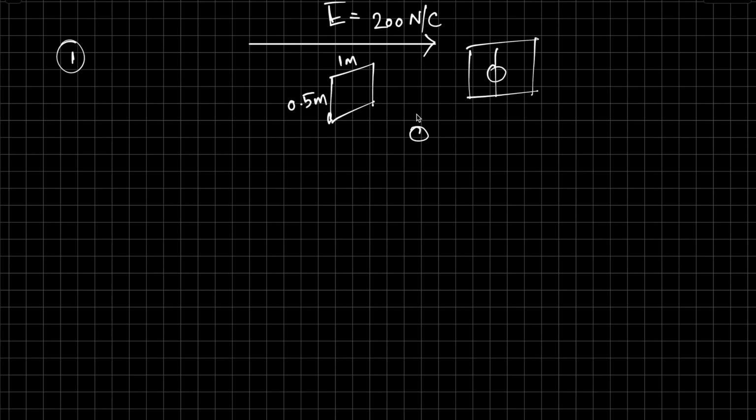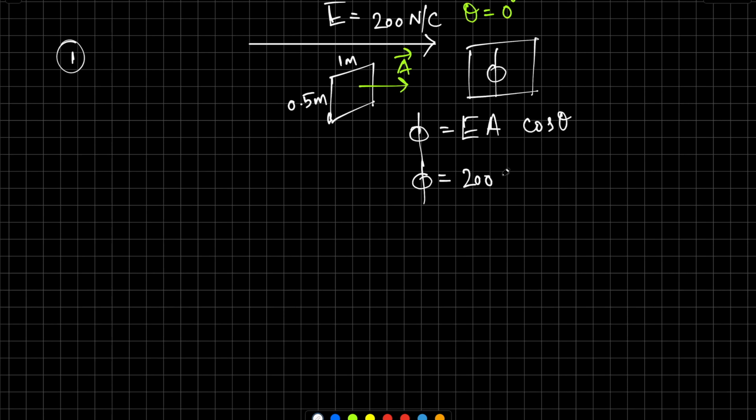The equation is phi equals EA cos theta. The angle between electric field and area vector, this is the area vector for this surface, is 0 degrees. So phi equals, electric field is 200. Area, we don't have area, but we can calculate it. Area equals length into breadth. This is a rectangle, so 1 times 0.5, which is 0.5 meters square.